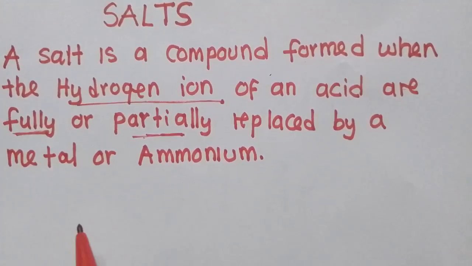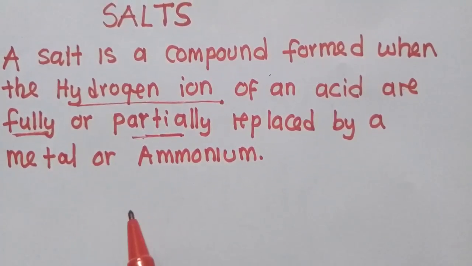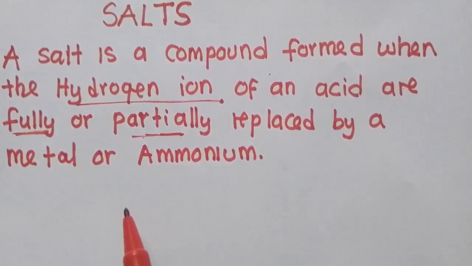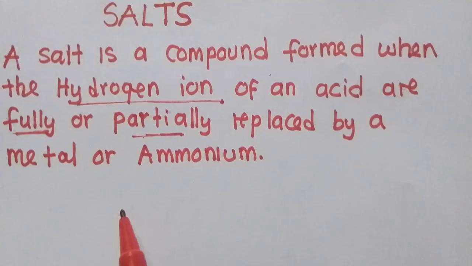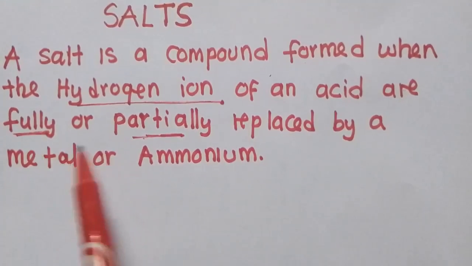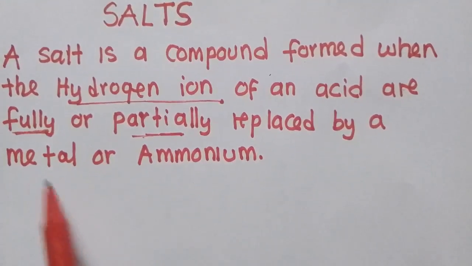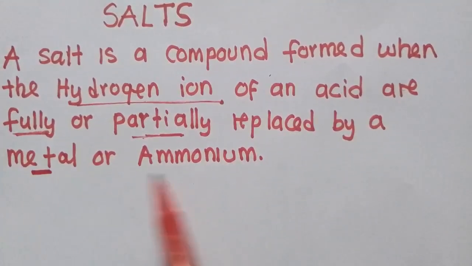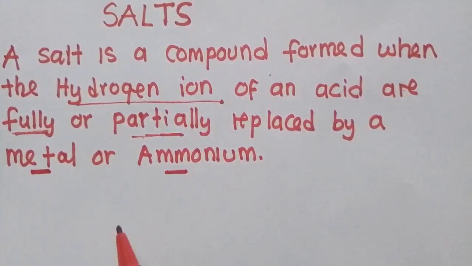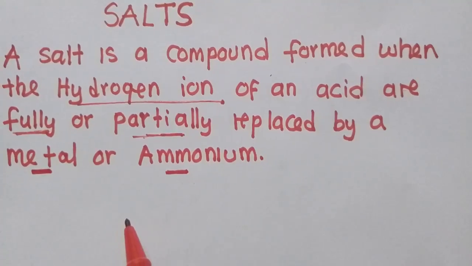So a salt which is formed, this is a salt whereby the hydrogen ions of an acid are being replaced partially or fully by what? By a metal or ammonium. These are two things that you need to get.